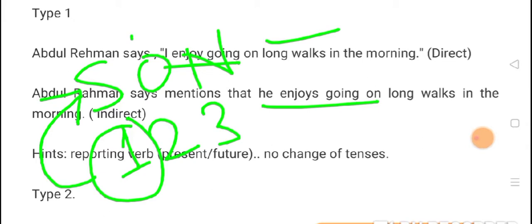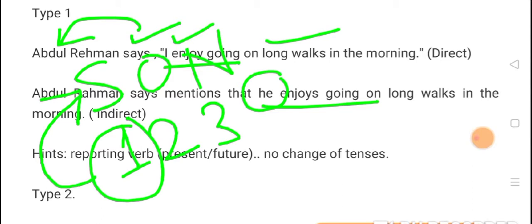So what is the reporting verb? The reporting verb is says. And what is the subject of the reporting verb? Abdul Rahman. So can we write Abdul Rahman many times? No. So in place of Abdul Rahman we have to use he. Why? Because my subject was I, the first person, and due to the first person it will be changed into the subject of the reporting verb, and the reporting verb is says.